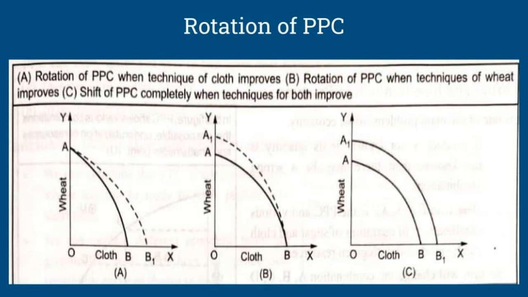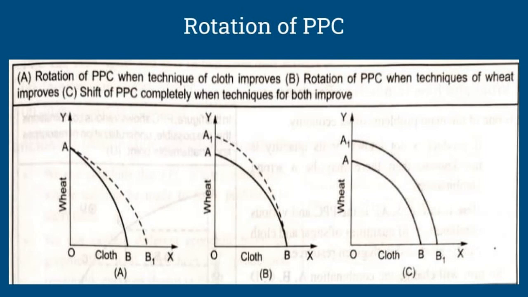Moving towards graph B, here also AB is taken as the original PPC. In this case, the producer has improved the technology used for the production of good Y, that is wheat. That's why the PPC is rotated through the Y axis, showing a change from AB to A1B. Here, the production of wheat has been increased from OA to OA1, showing an increment represented by AA1.